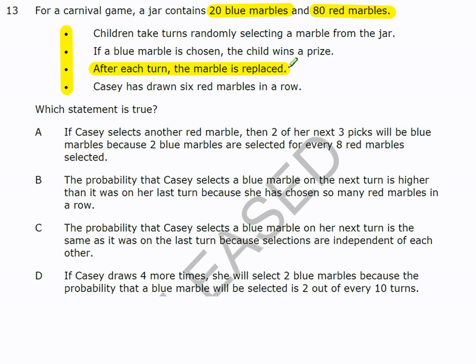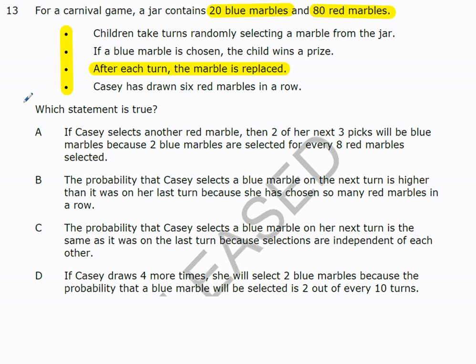Okay, because if it is replaced, then drawing a marble won't affect the next draw. If it's not replaced, then drawing a marble does affect the next draw. All right, so in theoretical probability, which is what this is talking about, your probability is the same every single time, no matter what's drawn before. So the fact that Casey has drawn 6 red marbles in a row does not mean that they're going to have any better or worse chance the next time of drawing a blue marble.